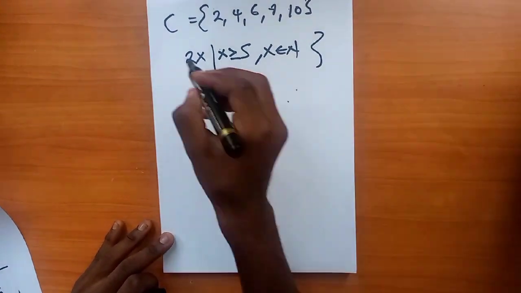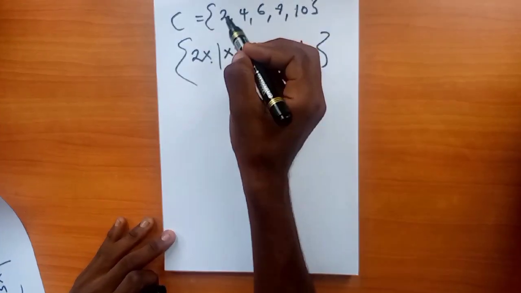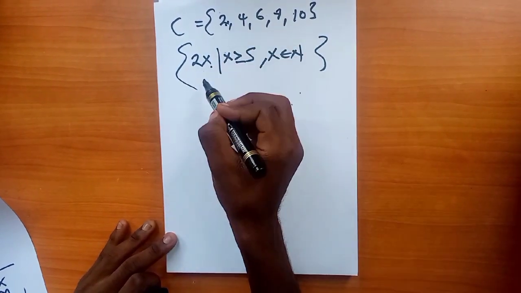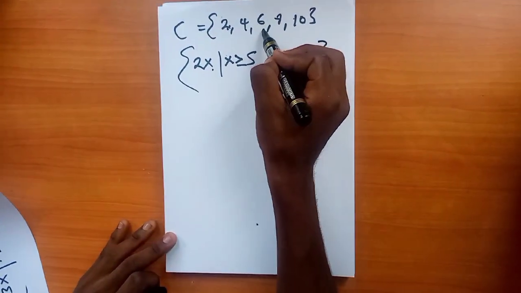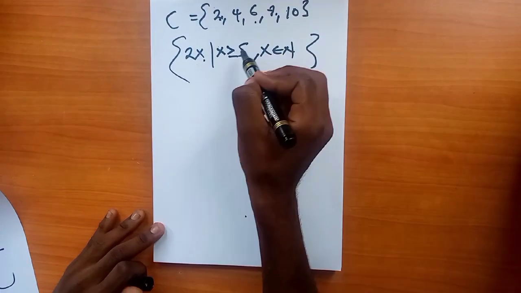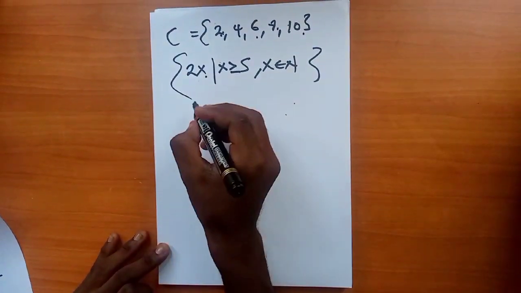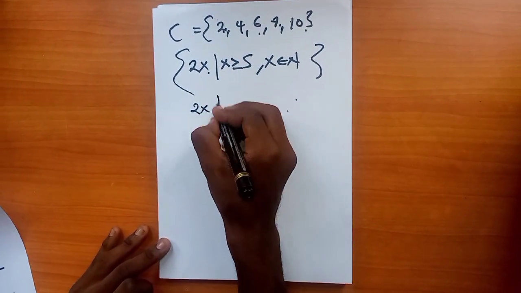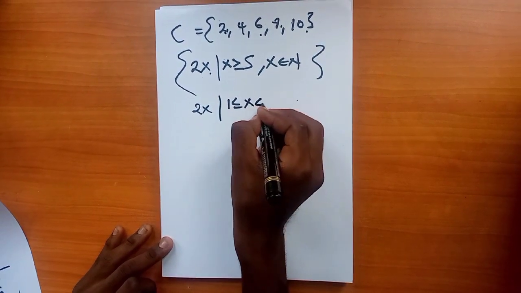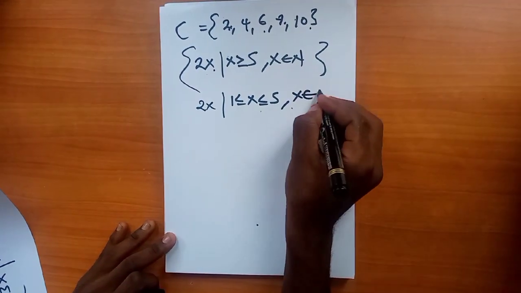and x should be a member of natural numbers. Okay, and you realize that when you put 1, you get 2. 2 times 1 is 2. 2 times 2, 4. 2 times 3, 6. 2 times 4, 8. 2 times 5, 10. You get back the set, but others can write it as x should be greater than or equal to 1, and x should be a member of natural numbers.